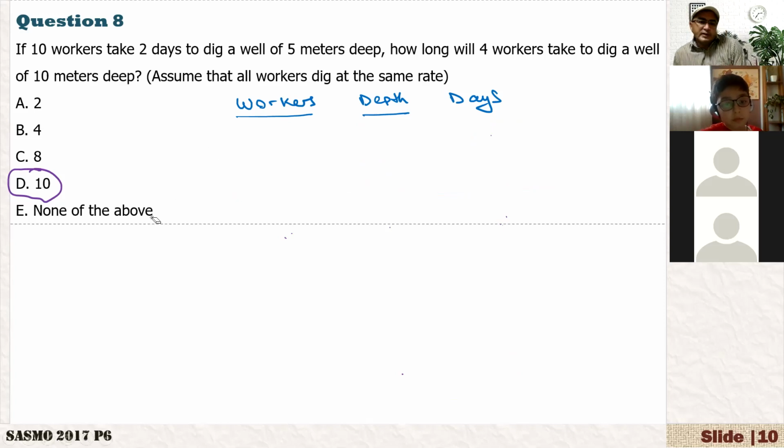Okay, so now first let's read the question. It says 10 workers take 2 days to dig a well of 5 meters, right? How long does it take? 2 days. So here we have 10 workers, right? And the 5 meters, it takes 2 days. Okay.